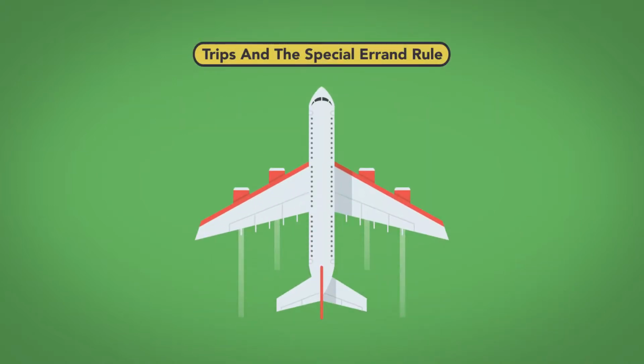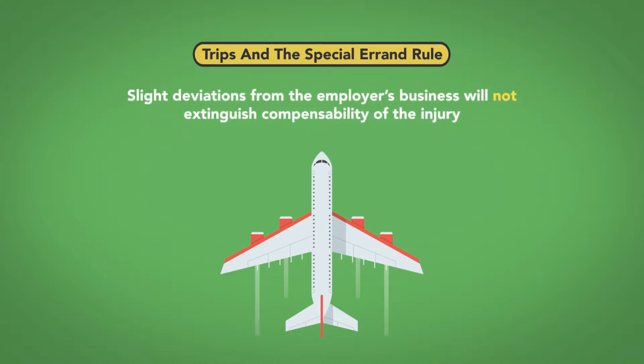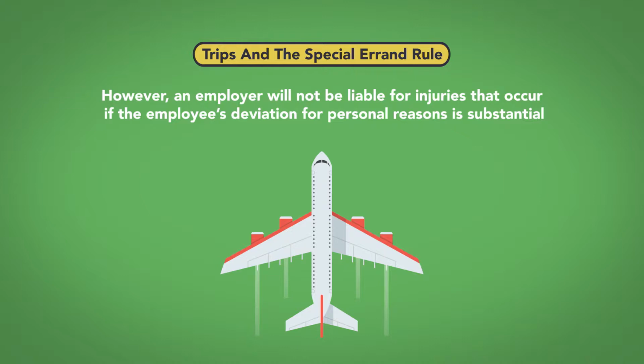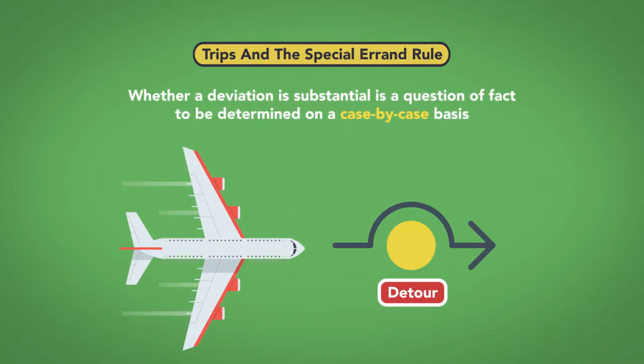Trips and the Special Errand Rule. As to business trips, compensability is based upon whether the employee's activities when the injury occurred were furthering the employer's business. Slight deviations from the employer's business will not extinguish compensability of the injury. However, an employer will not be liable for injuries that occur if the employee's deviation for personal reasons is substantial, referred to as a detour. Whether a deviation is substantial is a question of fact to be determined on a case-by-case basis.